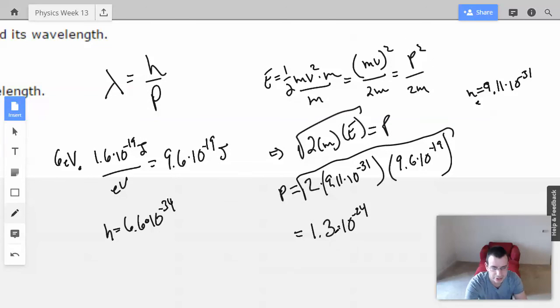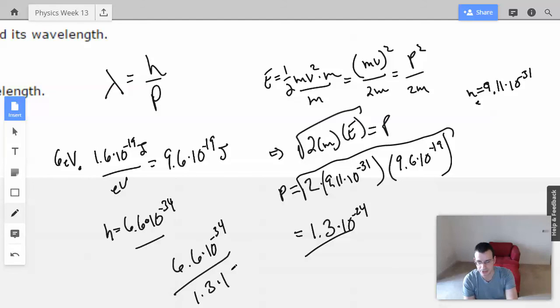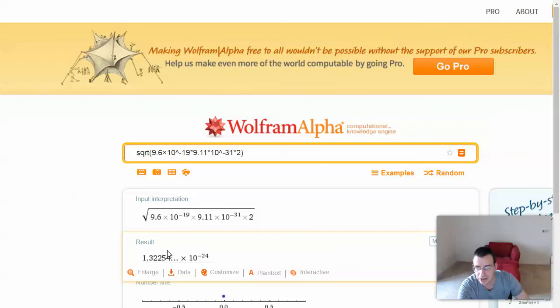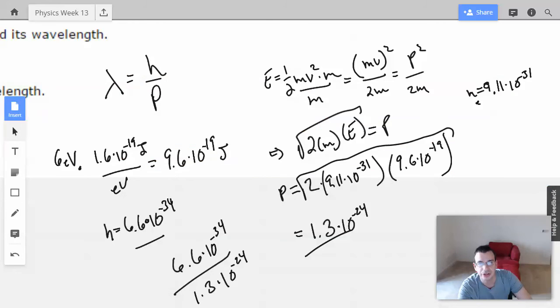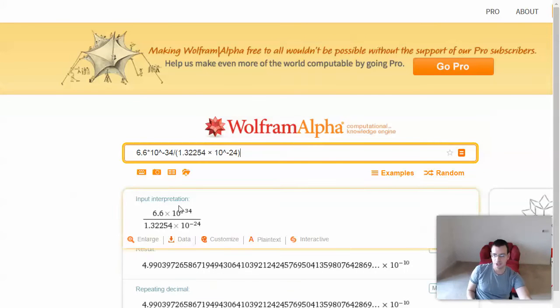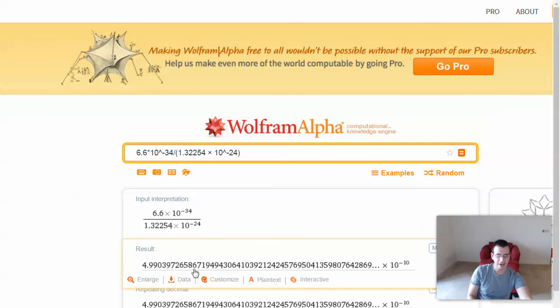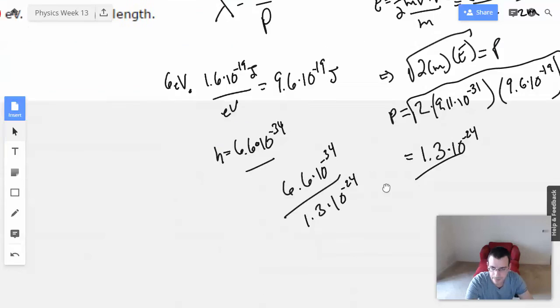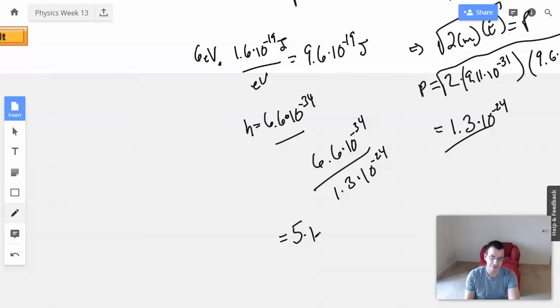Doesn't matter. Now we have that number, and we need to divide one by the other. So 6.6 times 10 to the negative 34th over 1.3 times 10 to the negative 24th. And that gives us 5 times 10 to the negative 10th meters, which I think is like 5 angstrom.